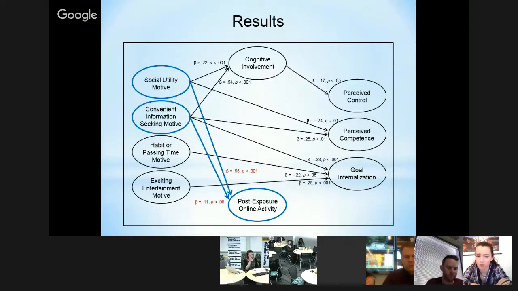Although social utility motive and convenient information-seeking motive were positively related to post-exposure online activity, post-exposure online activity was not related to the sense of empowerment regarding healthcare. These findings indicate that once users figure out health information on YouTube is misleading or detrimental through additional online activities, such as finding more credible information from other online sources, they are not likely to feel empowered in healthcare as a result of health-related YouTube use.